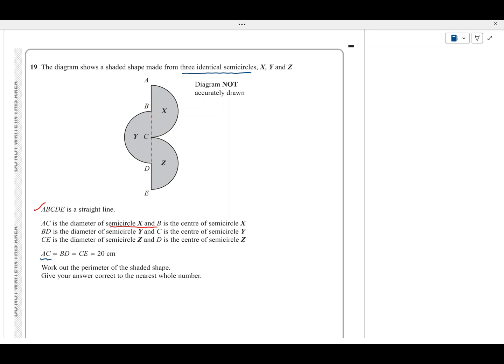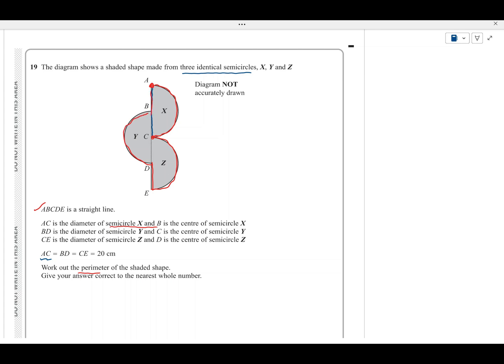AC, that's that line, it's the same. Oh, they've all got the same diameter, haven't they? That's a diameter, and that's 20. Work out the perimeter of the shaded shape. So the perimeter of the shaded shape is going to look like this, isn't it? Let's say I'll start here. I've got half a circumference, another half a circumference, a radius, another half a circumference, and a radius.